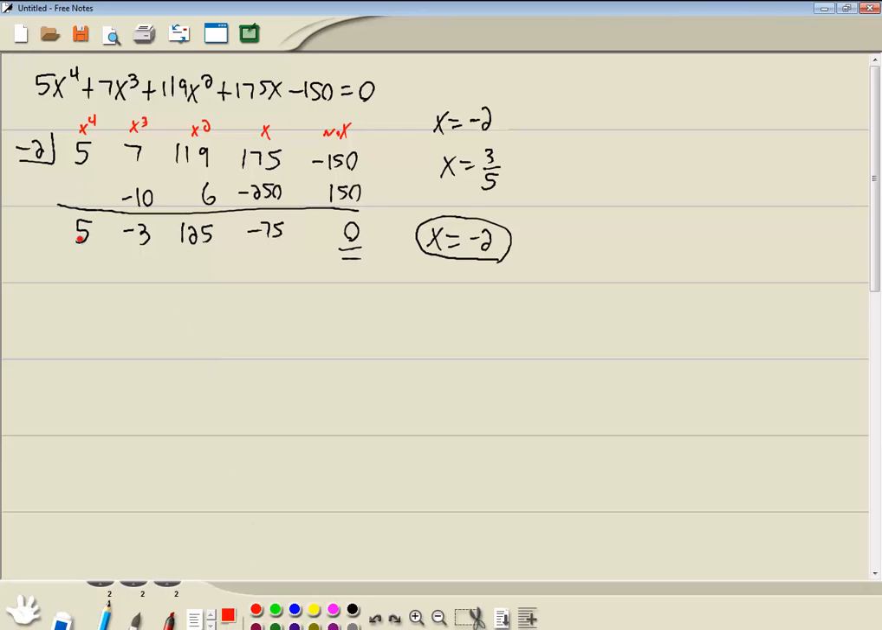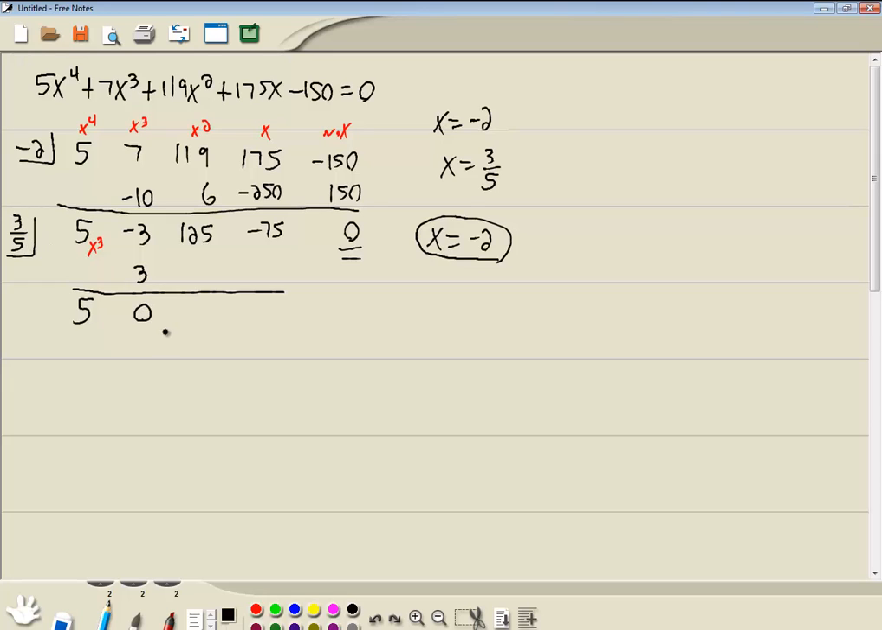Now this started out as x to the fourth. We're now down to x to the third. And we want to plug in our second answer on the line we just found. So we're going to plug in 3/5 under this line. Okay, now we'll add. 5 plus nothing is 5. Multiply. You always multiply by the number in the box, times the number you put down here. 3/5 times 5 gives us 3. Add. Negative 3 plus 3 is 0.